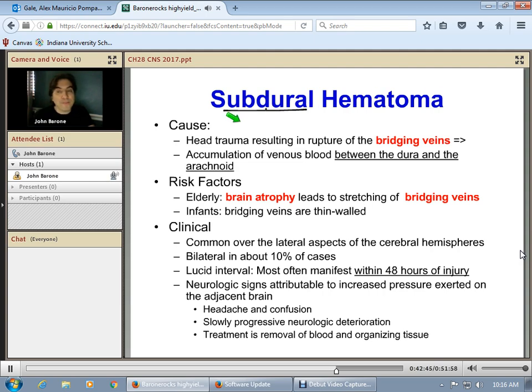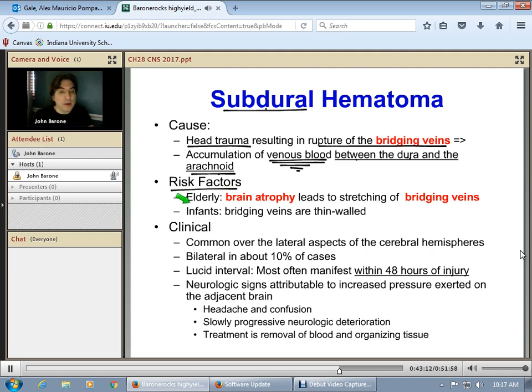Okay, now let's go through it. Subdural hematoma is also due to head trauma, and it's rupture of these bridging veins at the midline. And this is going to give you venous blood, venous bleeding, so the pressure is much lower here. Sometimes they're very small. And if they're small, you don't have to do anything. You just watch them, and the blood gets reabsorbed over time. So it really depends on the size here. But it's bleeding between the dura and the arachnoid of your brain.